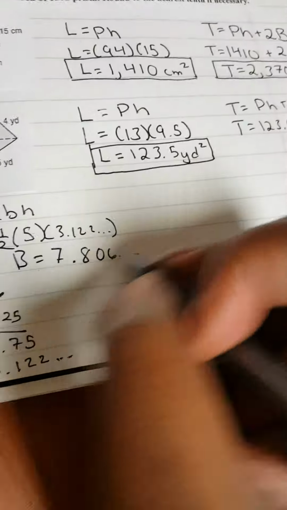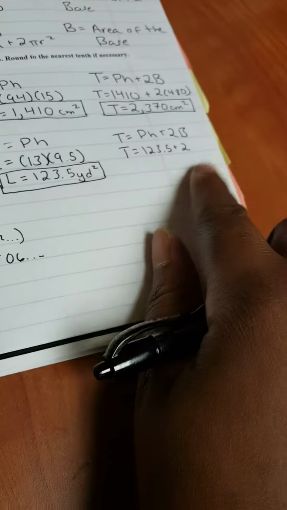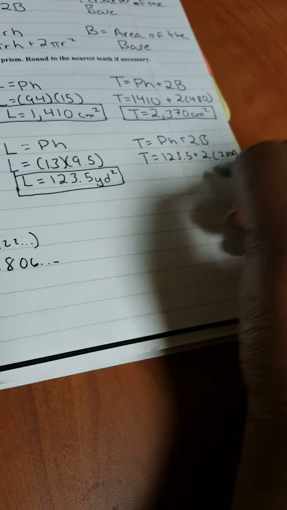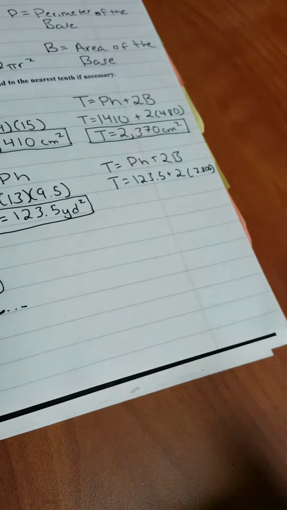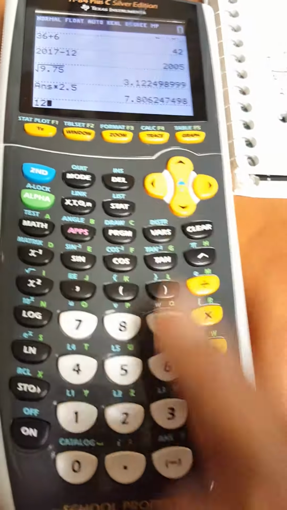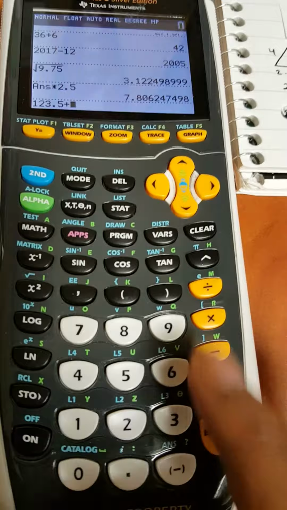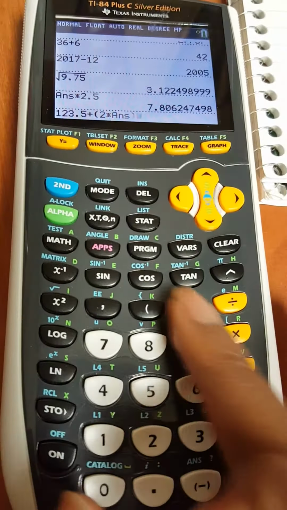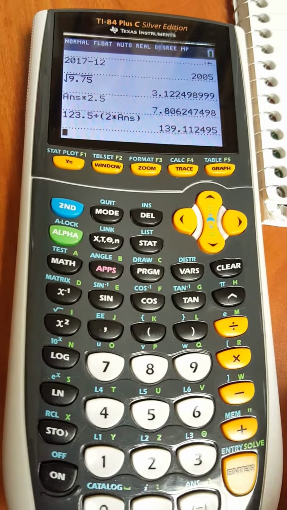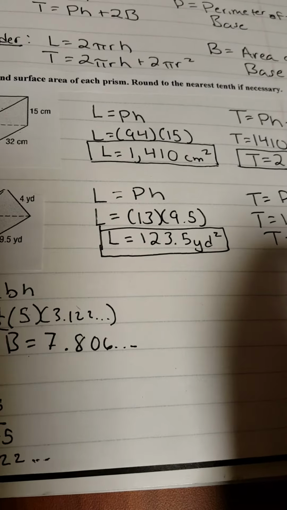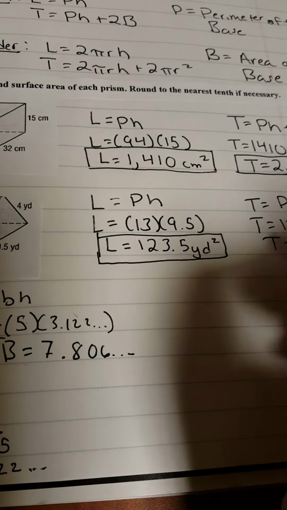So then remember I did that so I can plug it into big B over here. So 7.806. So now I can put that whole thing in the calculator. So 123.5 plus 2 times my last answer, which will give me 139.1 yards squared.